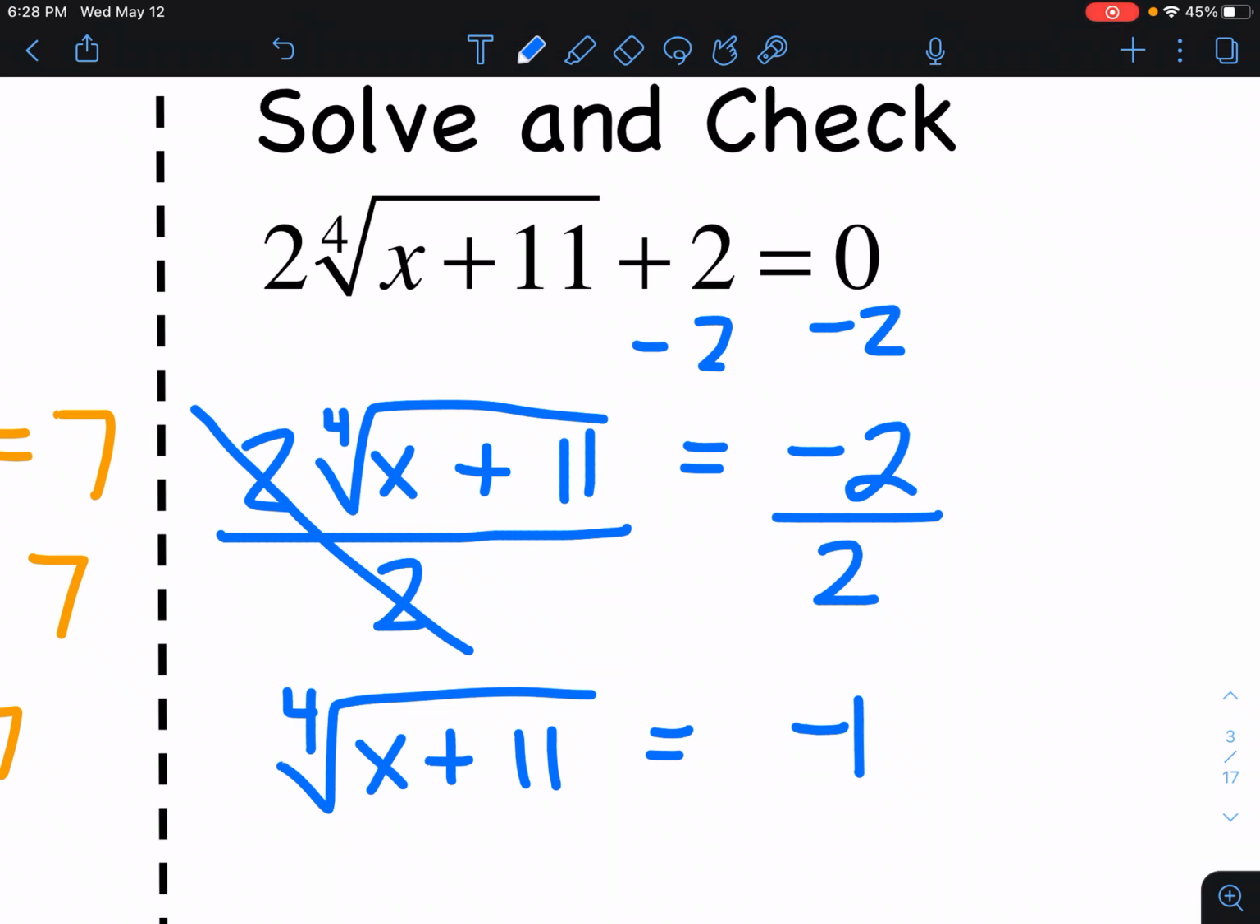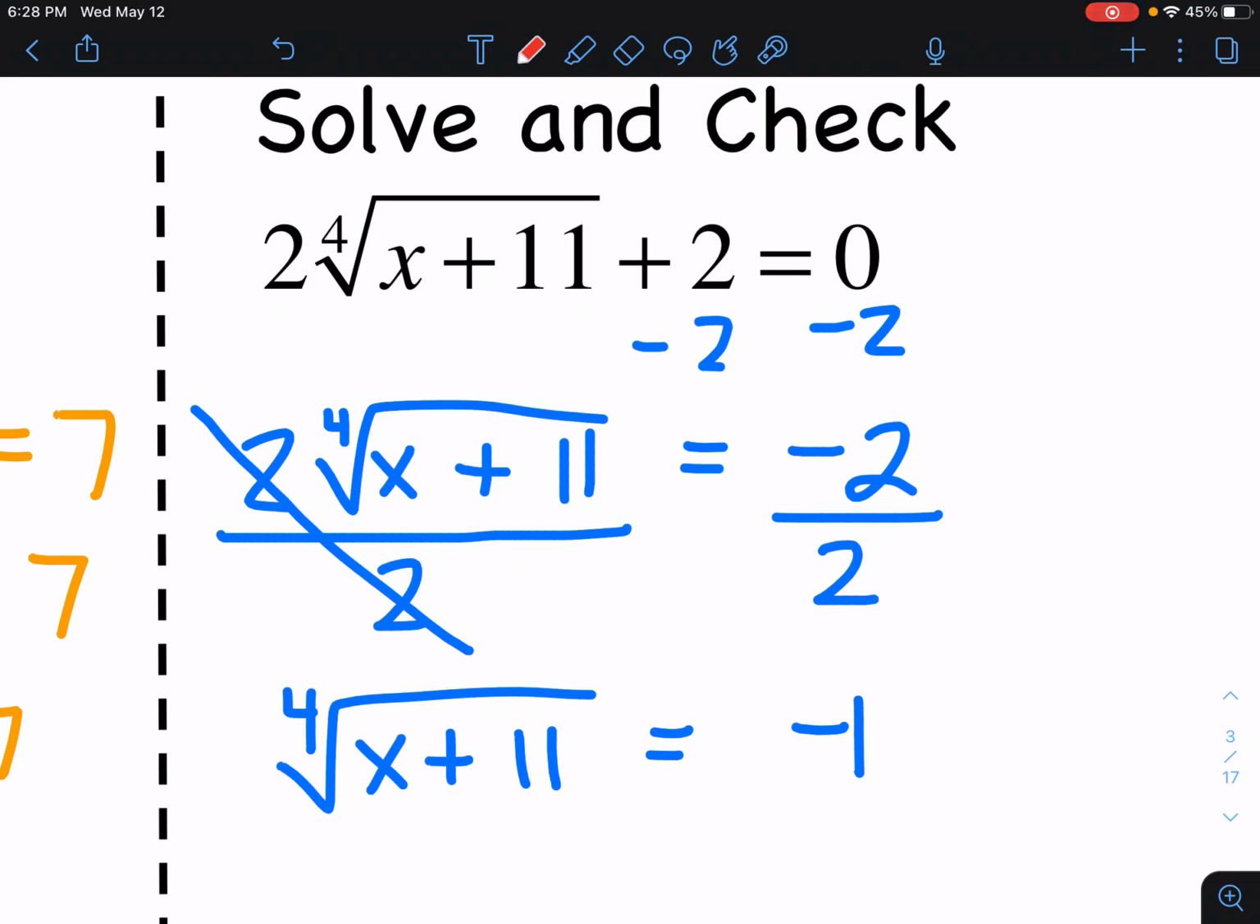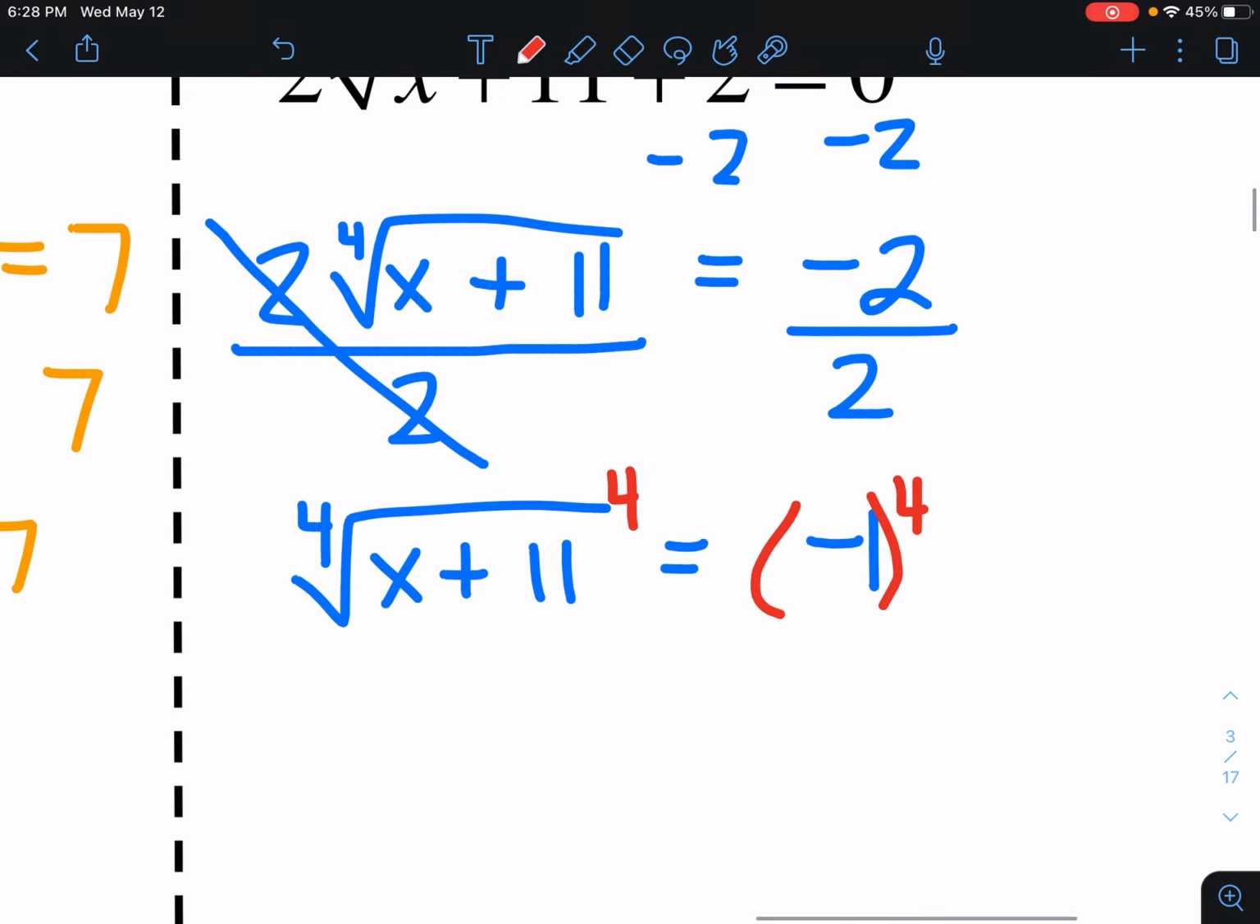Next, now that the radical is by itself, we're going to get rid of it. We're going to raise each side to the power of 4. Be careful with the negative. Put it in parentheses. So it'll cancel the radical on the left. On the right, -1 to the 4th power is +1. If you don't use the parentheses there, you are going to get -1 and be wrong.